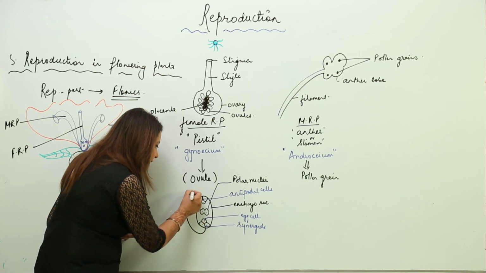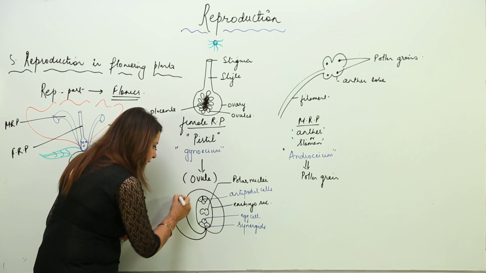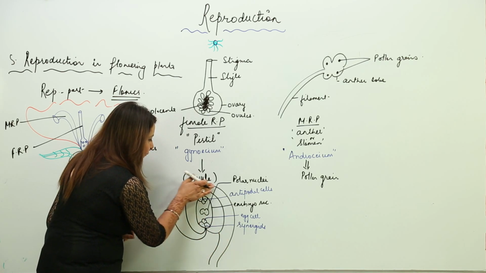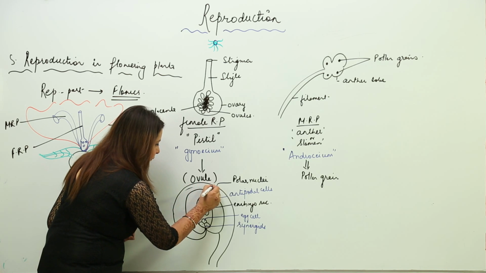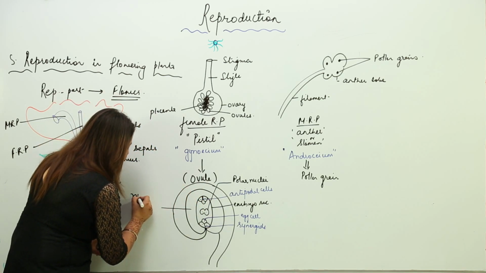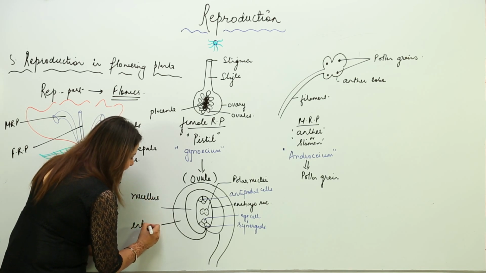You can see it. So this is the layer like this. Again we have one more layer. So it is present like this. This inner layer is called nucellus and the outer layer is called integument.